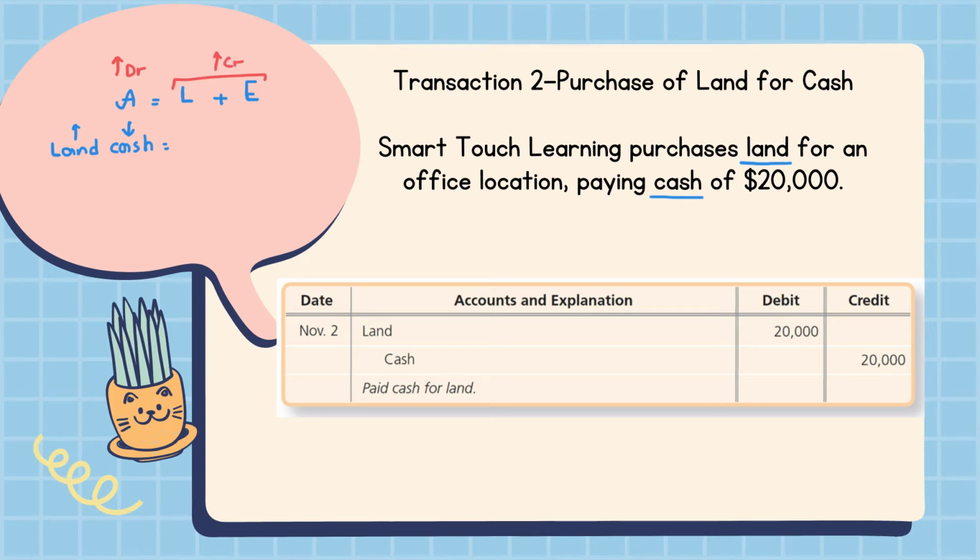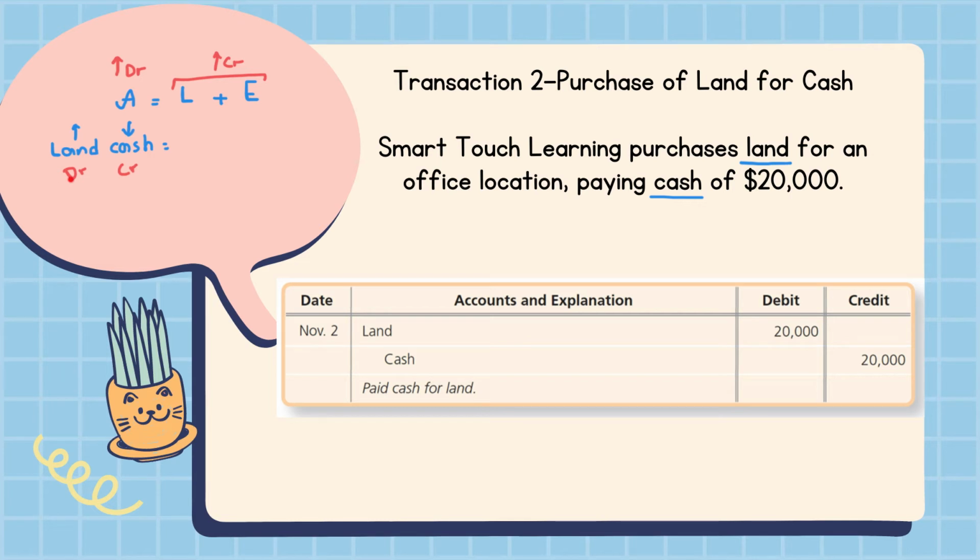For this transaction, both are assets. Land increases, so land will be in the debit side. Cash decreases, so it will be in the credit side. Again, I'm writing the normal balance here. Assets increase in the debit, liabilities and equity increase in the credit side. Because if it decreases, it's gonna be the opposite. So no need to know the decreases, just know the increases.